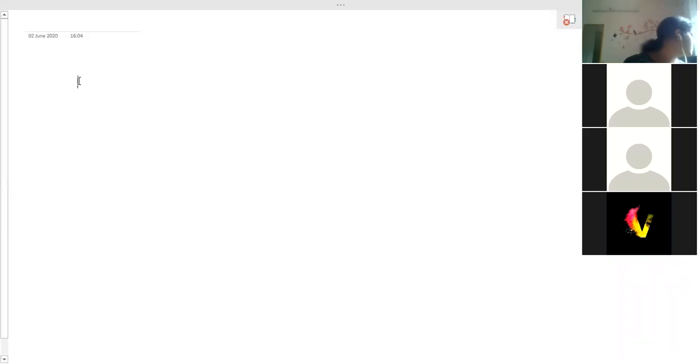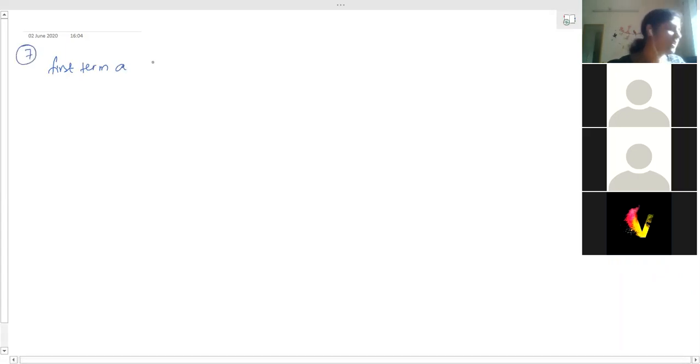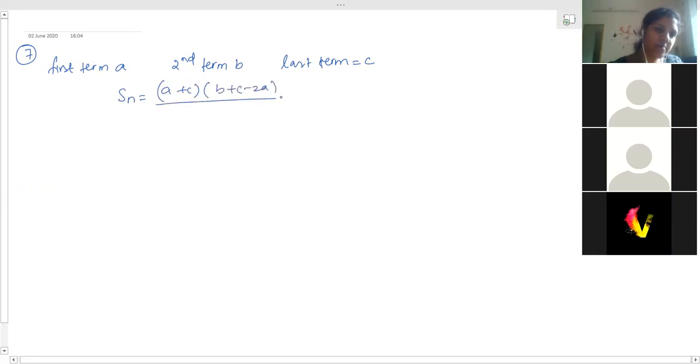So here they have given: show that the sum of an AP whose first term is a, second term is b, and the last term is c is equal to, that means the sum of n terms, Sn is equal to (a plus c) into (b plus c minus 2a) divided by 2 into (b minus a). This is the 7th question.